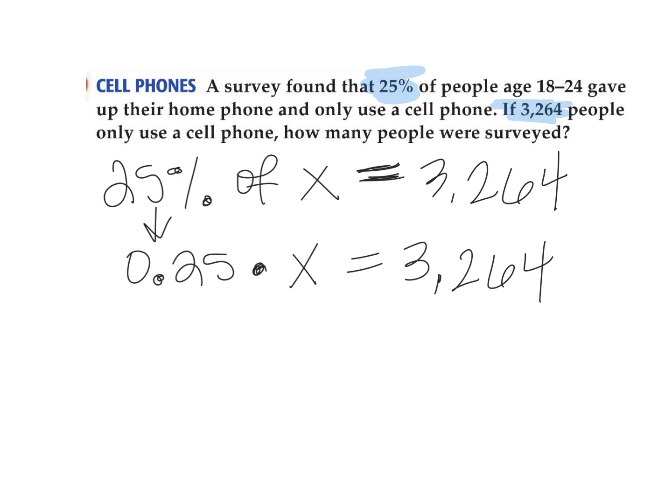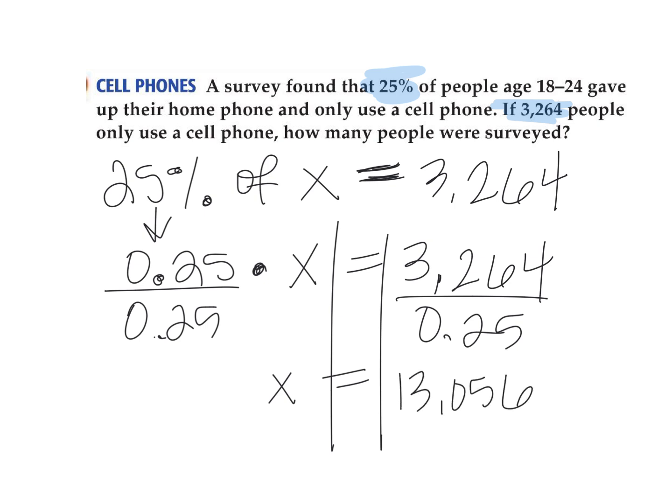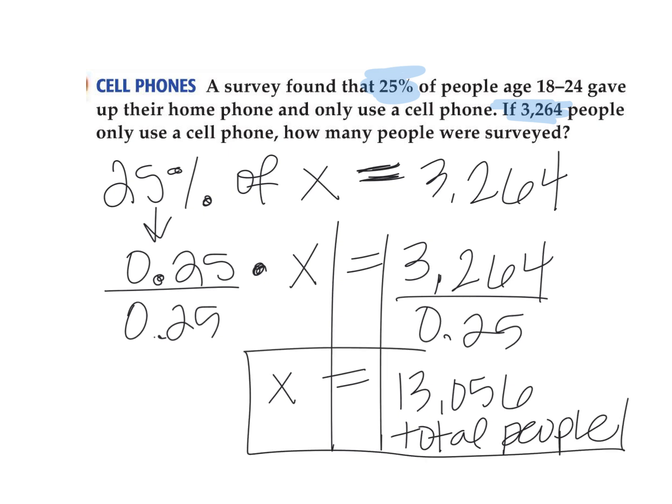So what I'm going to do is 3,264 divided by 0.25, because that will get x alone. If we do our little railroad tracks, divide by 0.25, and we get x equals 13,056. So that would be the total people surveyed.